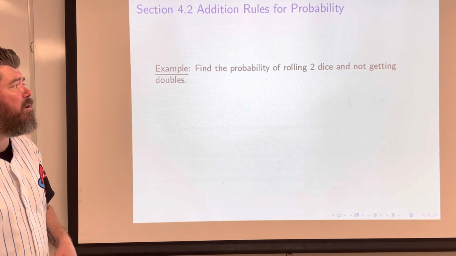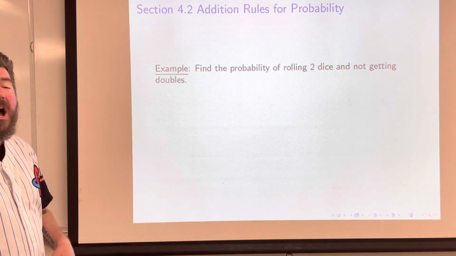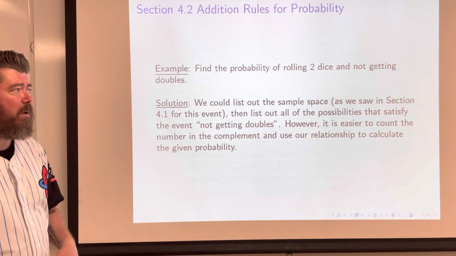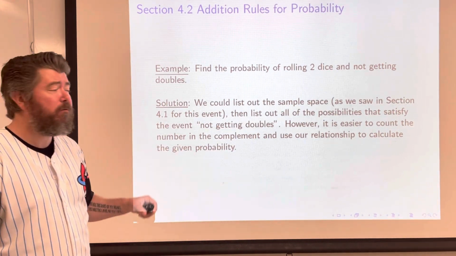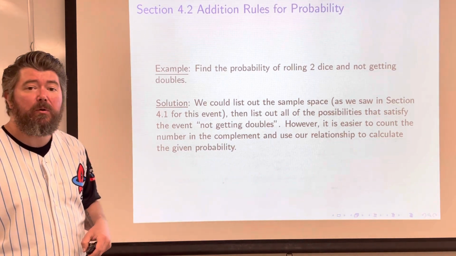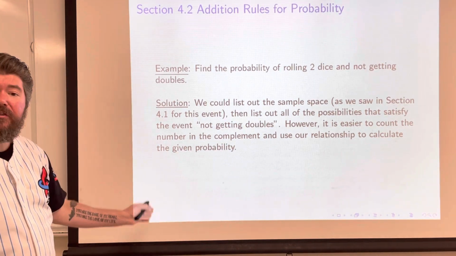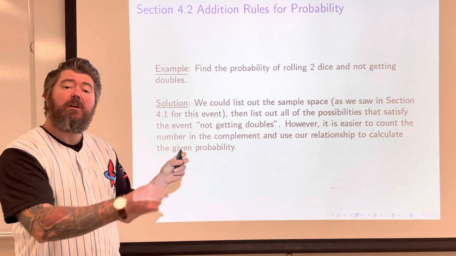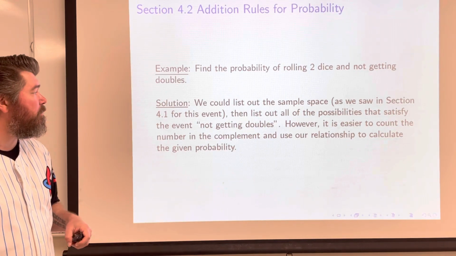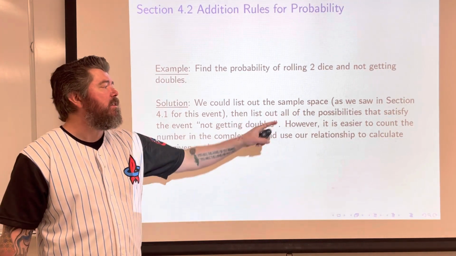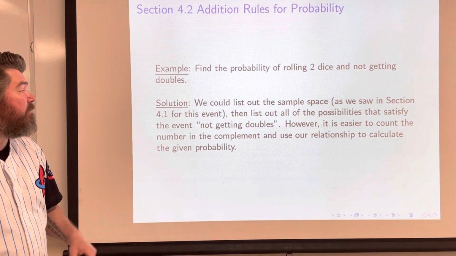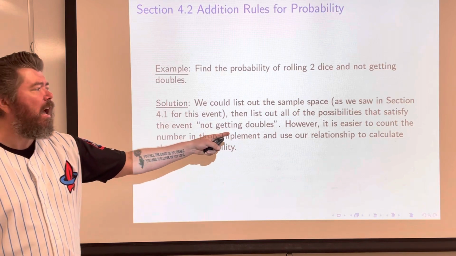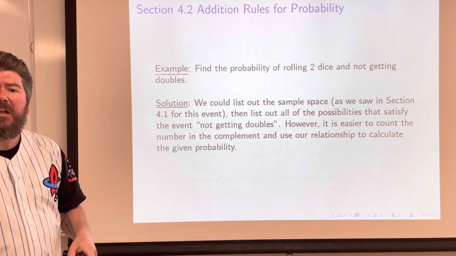Find the probability of rolling 2 dice and not getting doubles. We could list out the sample space, and we actually saw this in section 4.1 for this event. Remember, when we rolled 2 dice, we had the 36 possible outcomes. And we actually created our tree diagram. We used our tree diagram technique to create this sample space. And we could list out all of the possibilities that satisfy the event, not getting doubles. However, in this case, it's actually easier to count the number in the complement.